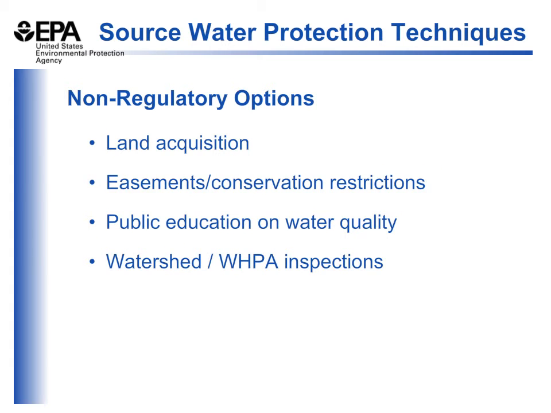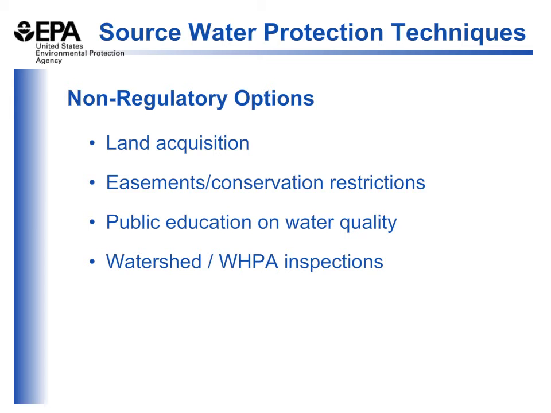Non-regulatory controls or options involve a series of voluntary activities that a tribe or a community could undertake in order to protect their drinking water supply. One of the best ways to ensure that the water remains clean is to fully control or own the land area within the wellhead protection area.